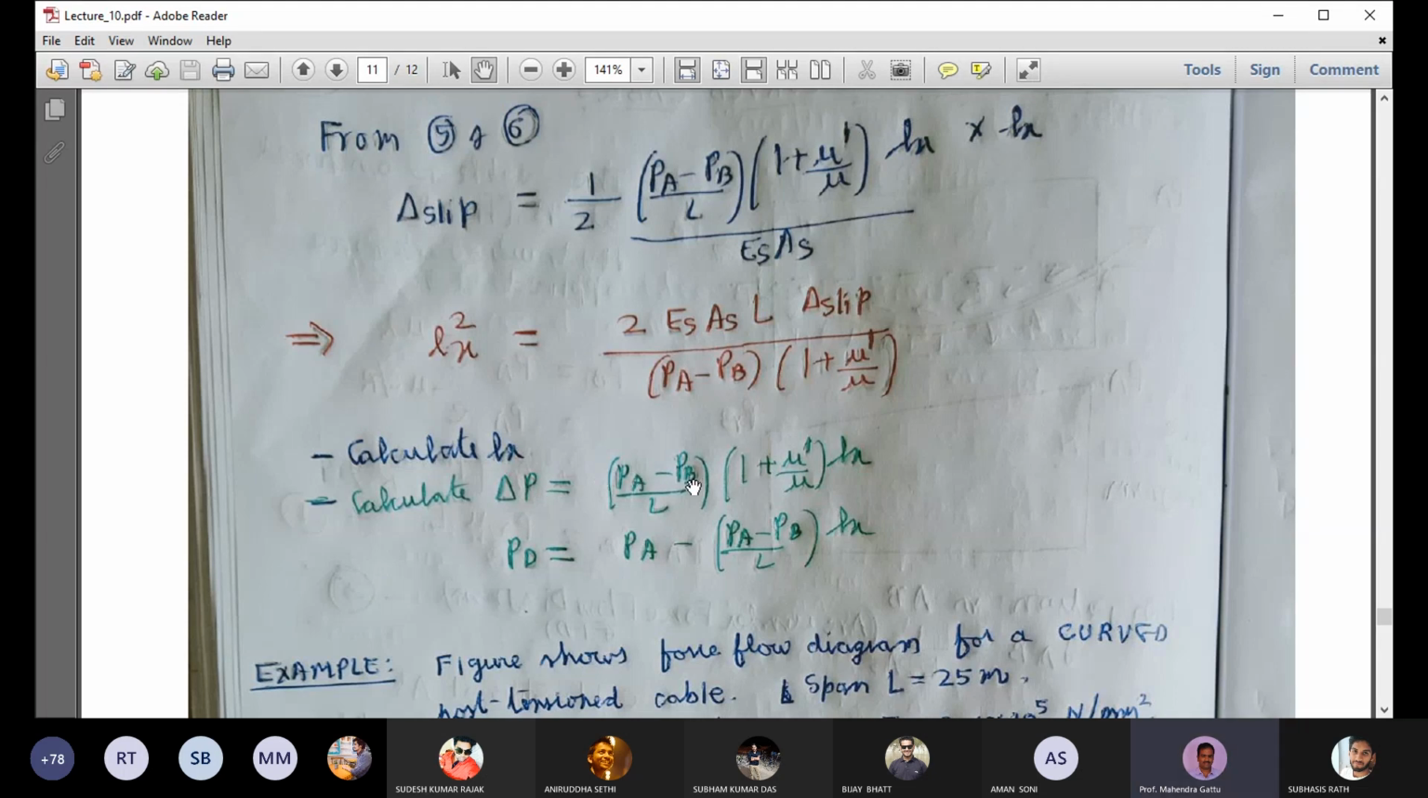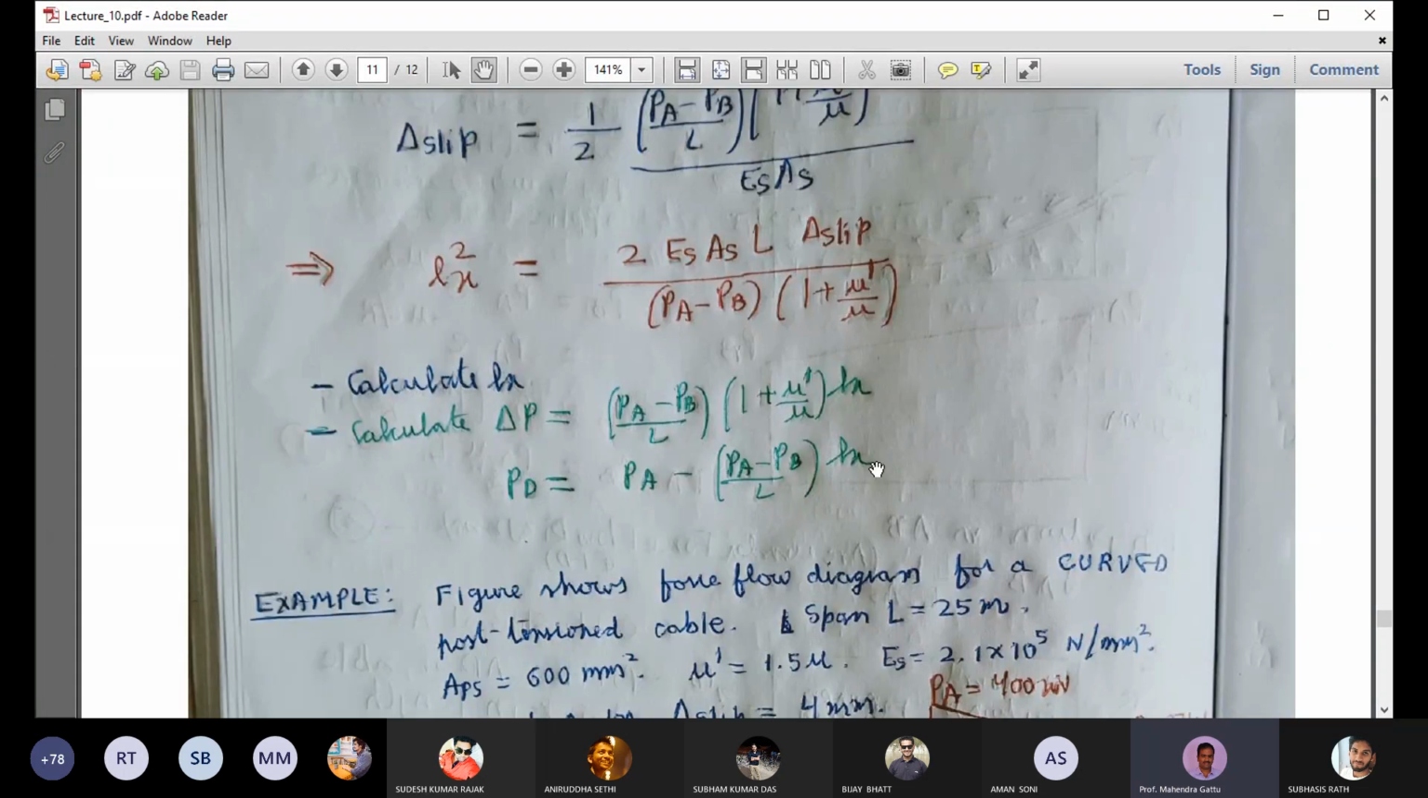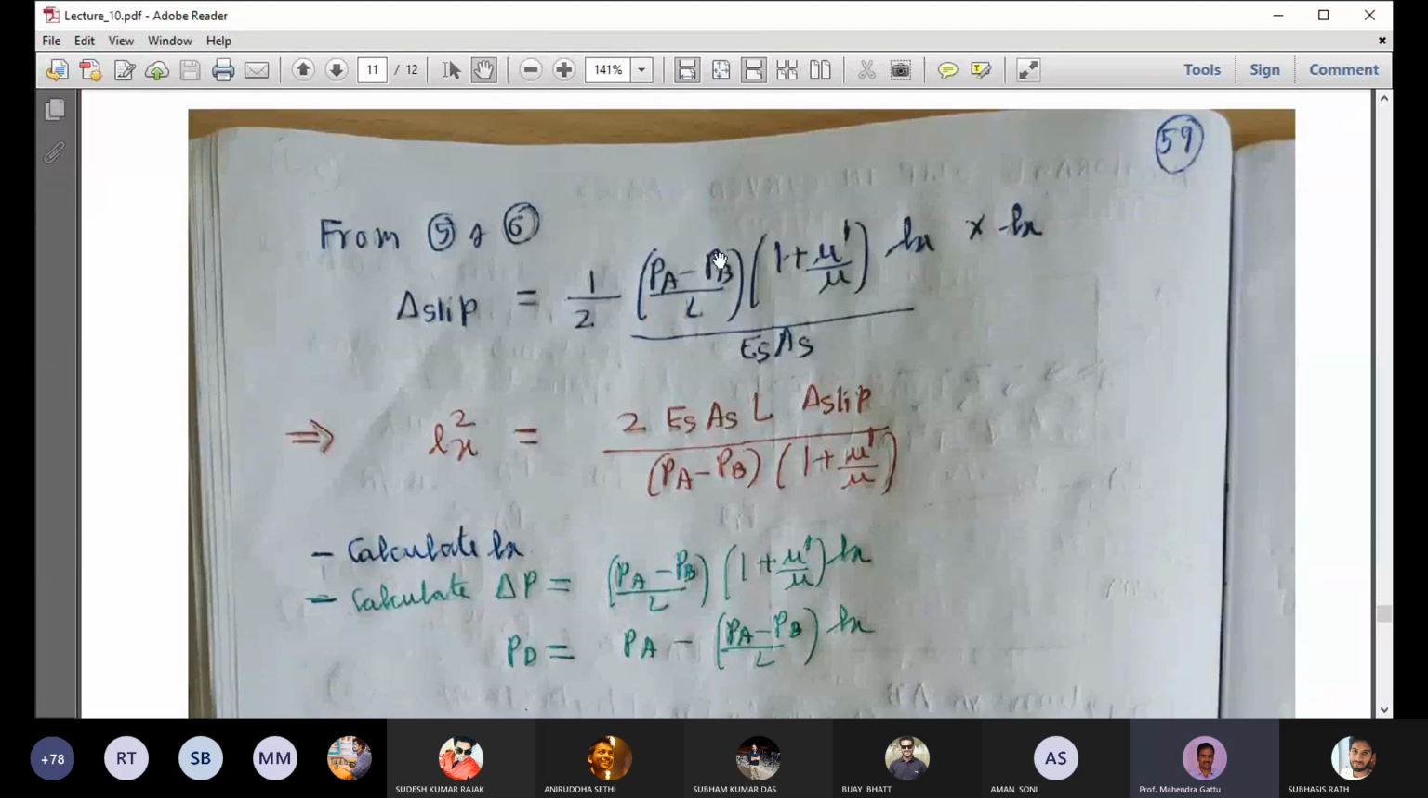It's already, we have done it. So PA minus PB by L into 1 plus mu prime. Once you find Lx, we can find out what is delta P, and we can find what is PD by that equation. Linear variation is there, so PA minus slope into length. Okay. So this is the way to derive this.